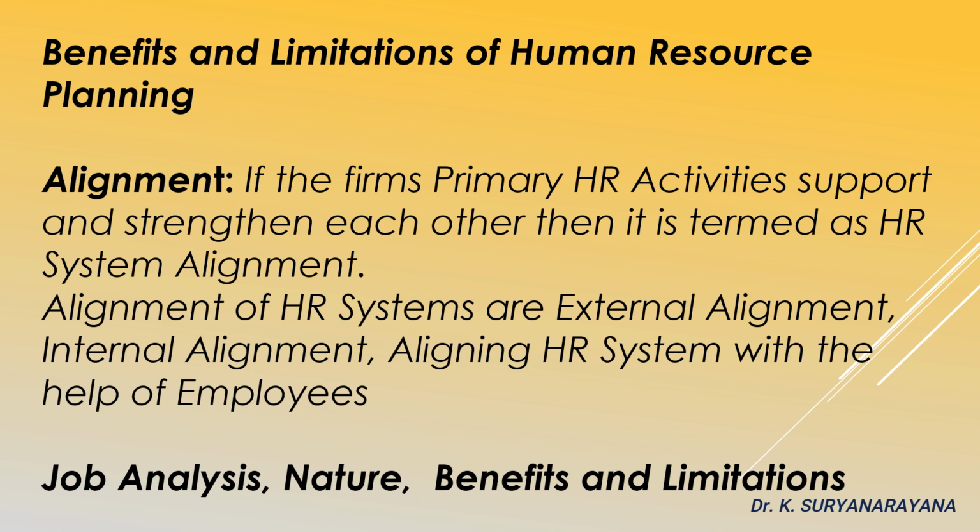Now let us discuss the alignment of human resource system. If the firm's primary human resource activities support and strengthen each other, then it is termed as human resource system alignment. Under human resource system alignment, employees of the firm have the potential skills to carry out the firm's activities and show the right attitudes and behaviors. These firms have the ability to appoint the right employees at the right place and manage the work effectively.